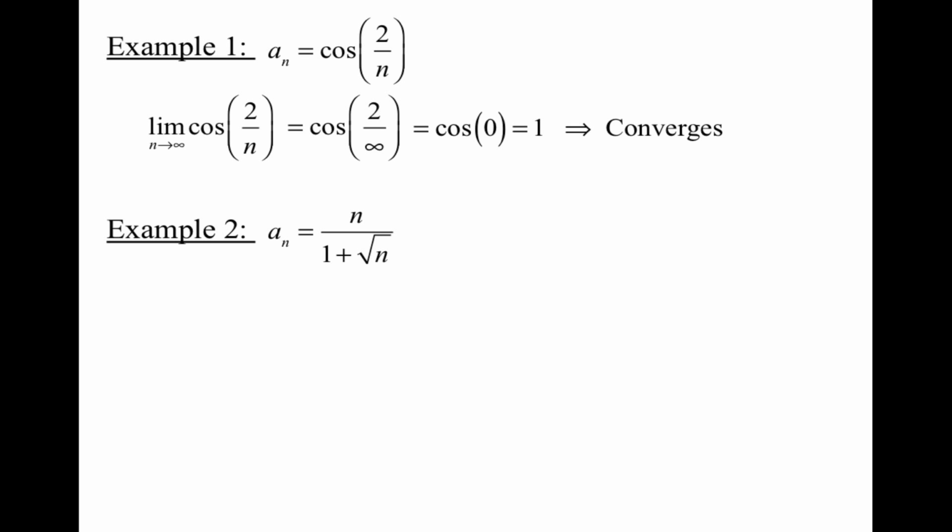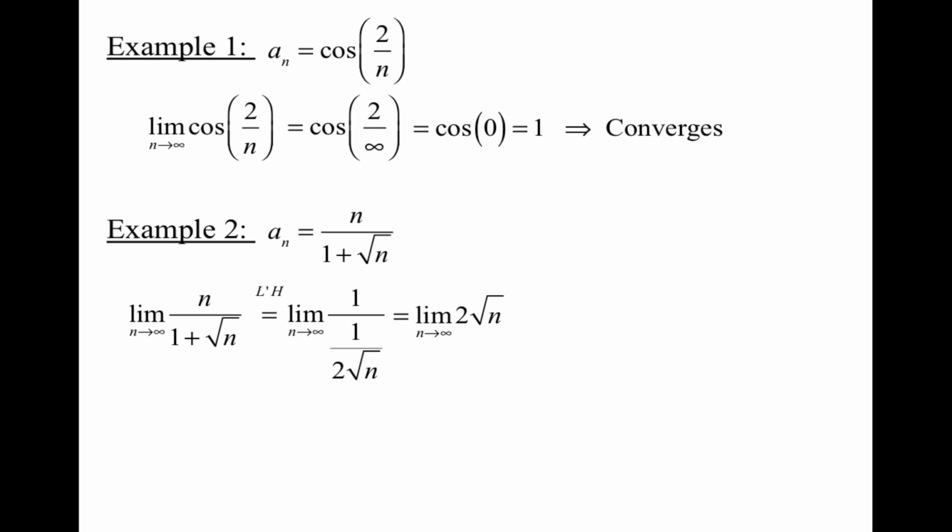All right, so if we have this example, n over 1 plus the square root of n. If I was to take the limit and plug in infinity as is, I would get infinity over infinity. So this tells me I either have to do some algebra or use L'Hopital. I went ahead and used L'Hopital, and I can simplify. So I get the limit as n approaches infinity of 2 times the square root of n. When I plug in infinity, I'm just going to get infinity out. So therefore, this sequence diverges.